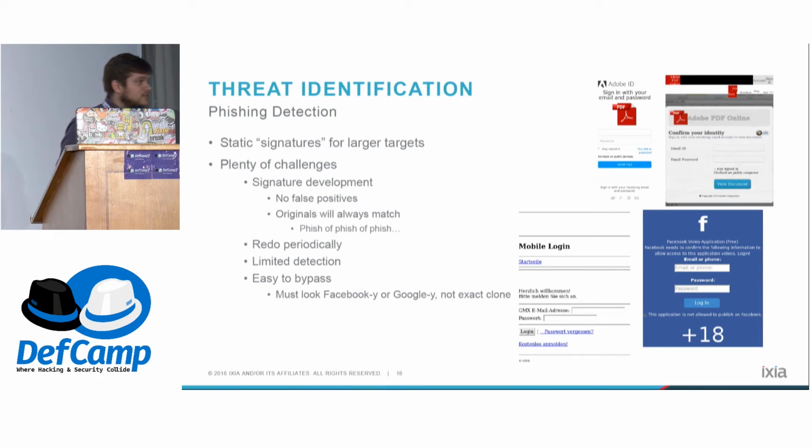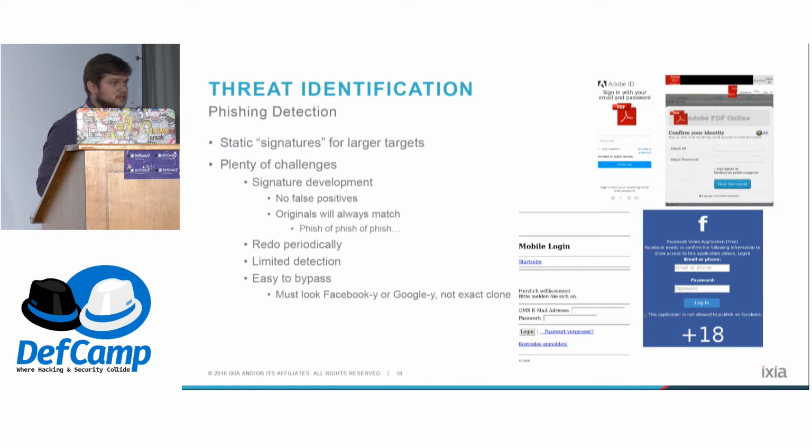Then you don't want it to have any false positives, which might be a problem because you will always match the original page, right? So the page being cloned. Sometimes it's not an issue because we actually found people phishing pages of phishing, so they just cloned the phishing page, and I can only assume the chain goes on forever. You have to redo them periodically because the original page will change from time to time. And you also have limited detection. They're very easy to bypass.